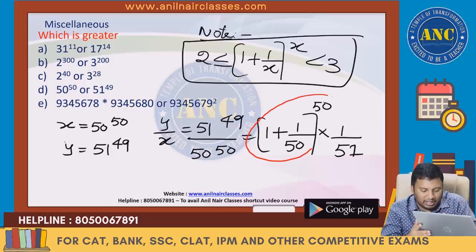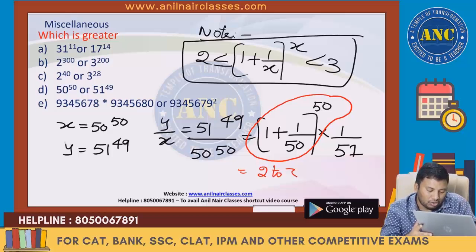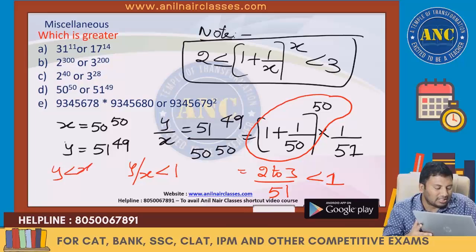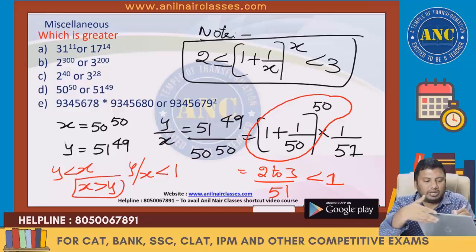1 plus 1 by x, power x, lies from 2 to 3. So 2 to 3 divided by 51 is less than 1. Y by x is less than 1. Y is less than x. X is greater than y. I hope this concept is clear.